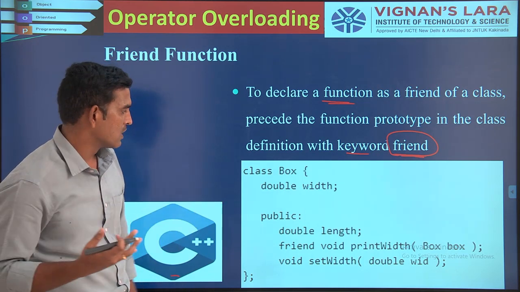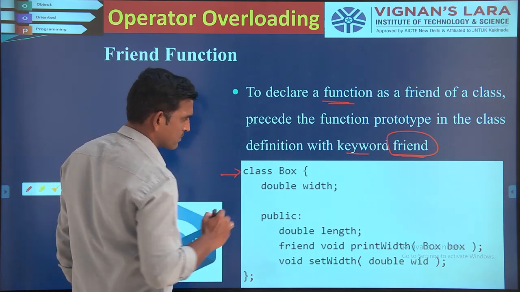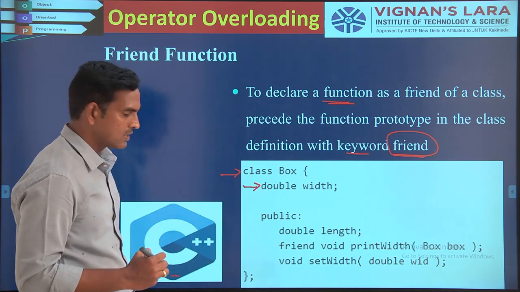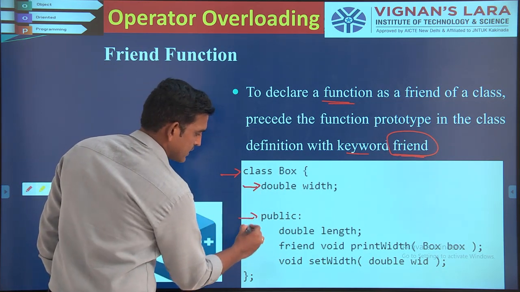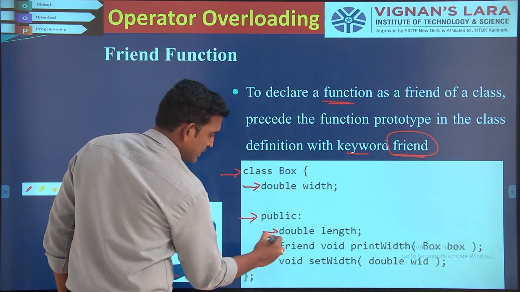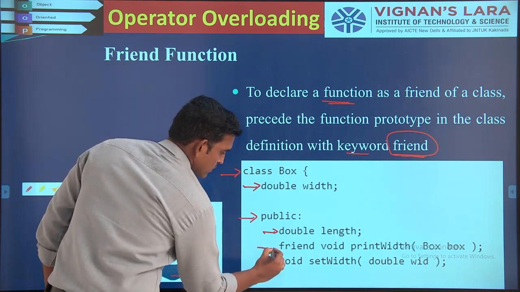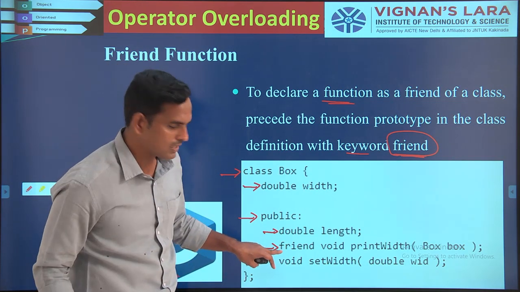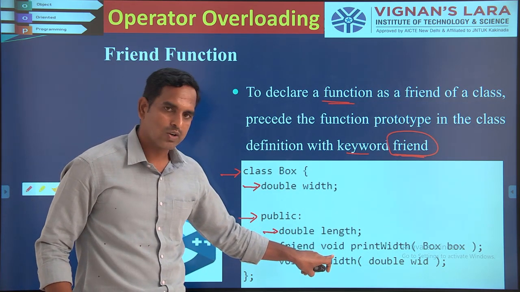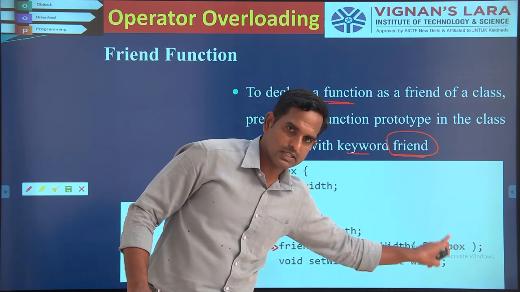Whenever you precede a function with the keyword friend, we make that function a friend function. If you look at this example, you have the class Box, and you have one private variable, double width, and inside the public section you have written three members. One is a variable, length, which is your public variable here, and you have written one friend function. If you see the declaration, you have written friend first, after that the return type of the function, and after that the name of the function and the arguments.